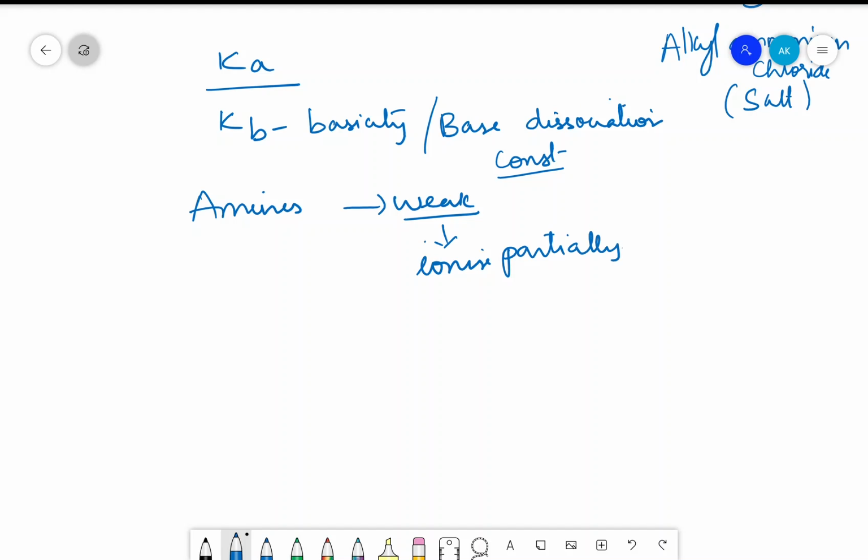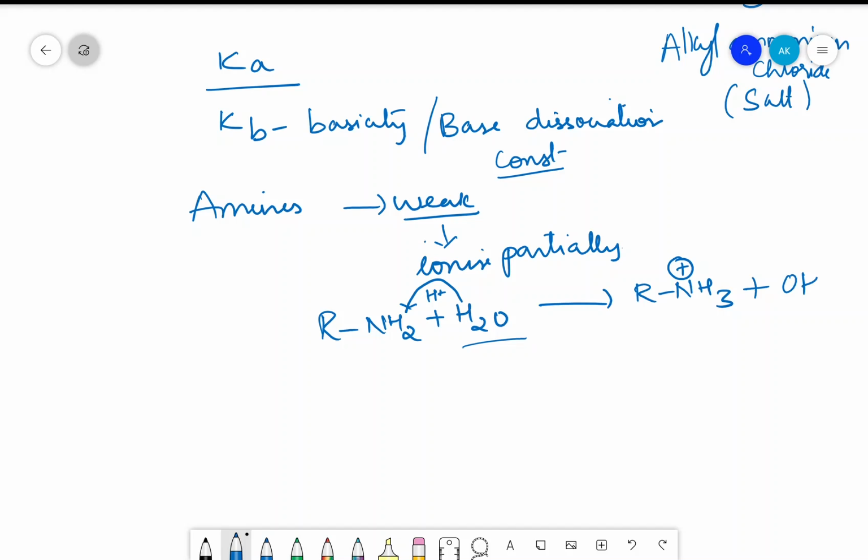An example for this can be RNH2 in aqueous solution, meaning it is happening in the presence of water, that is H2O. One of the hydrogens will be transferred here in the form of a proton, so that we get RNH3. As you know, we'll get a positive charge on nitrogen because the lone pair is utilized in the formation of a new bond, plus we have OH minus here.